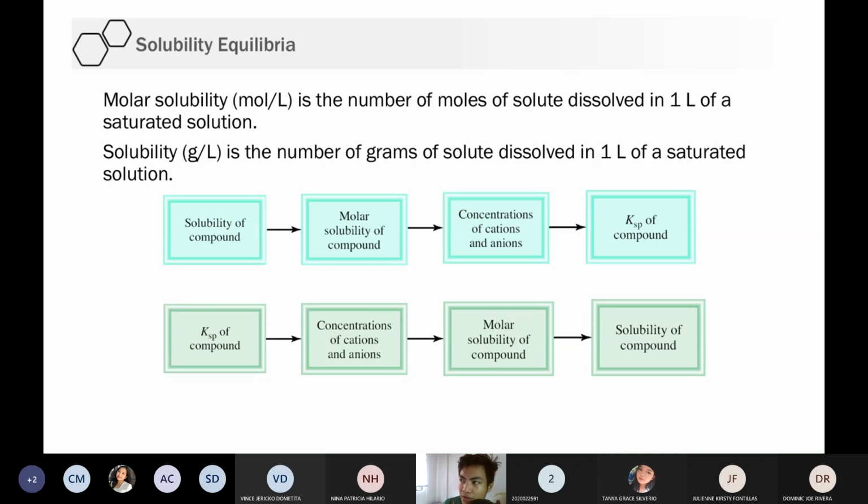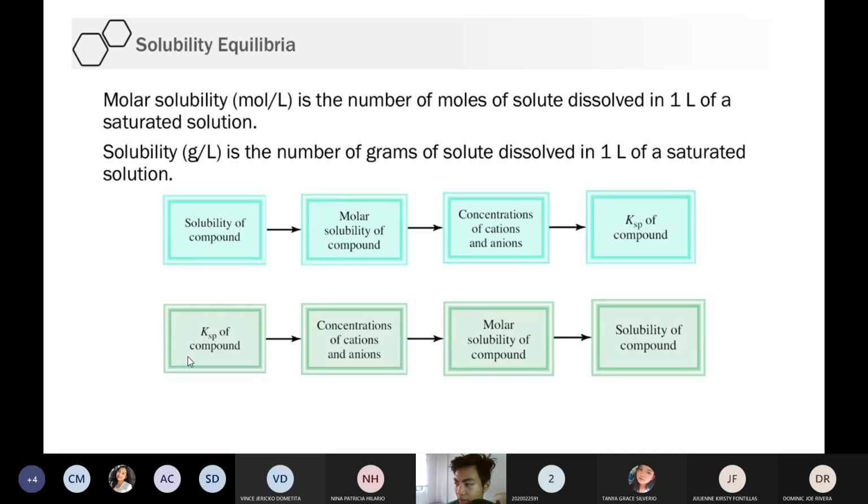So, ano relationship ng molar solubility with the solubility? They are just related in terms of their mass-mole relationship. So, if you want to get the solubility from the molar solubility, you multiply this by the molar mass. If you want to solve the molar solubility from gram solubility, then you divide this by the molar mass. So yan lang.